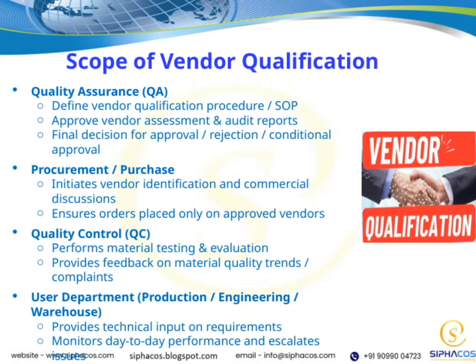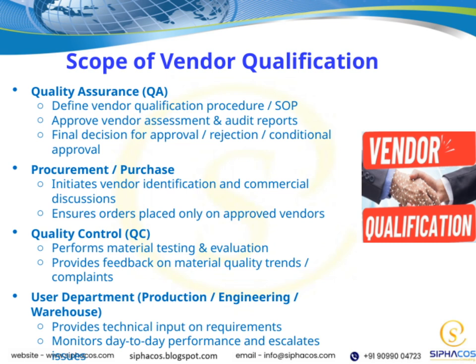First, in the quality assurance, or QA, area, we define the vendor qualification procedure and establish the standard operating procedure, or SOP, for this process. This helps ensure consistency and thoroughness in how we evaluate vendors. QA also approves vendor assessment and audit reports, which means they review and verify the vendor's compliance and performance before making any final decisions. The ultimate goal here is to decide whether to approve, reject, or give conditional approval to a vendor.